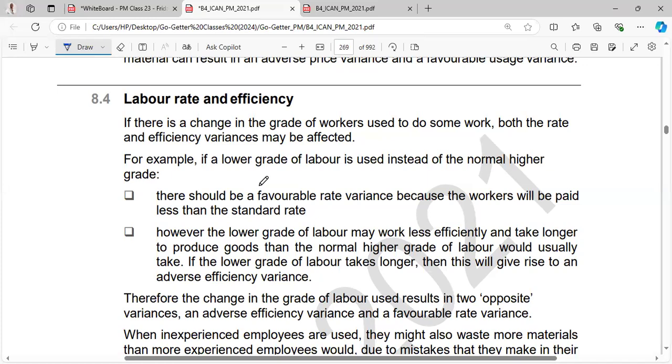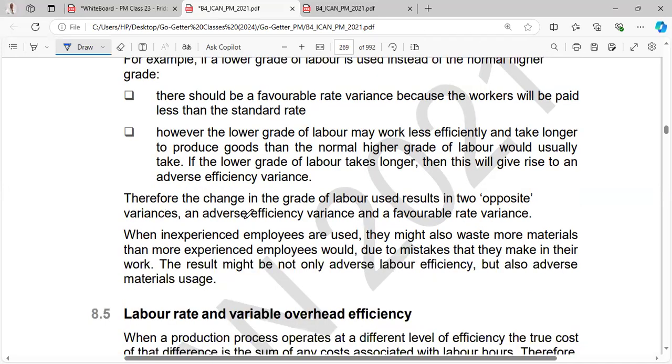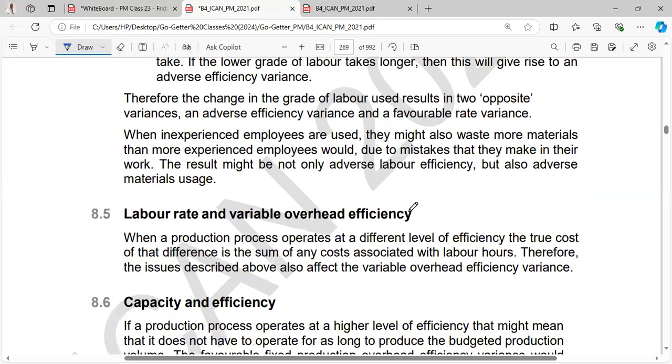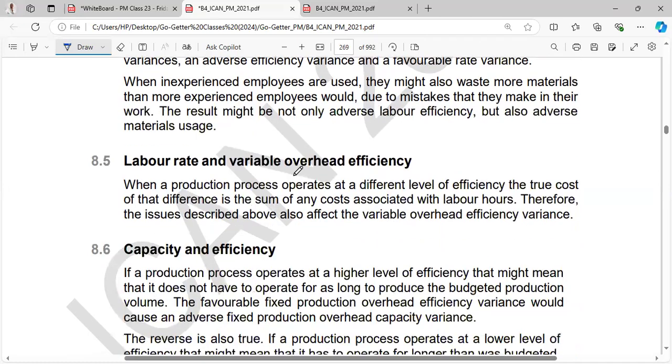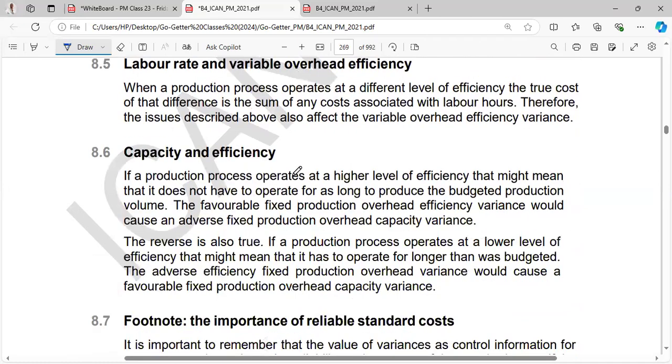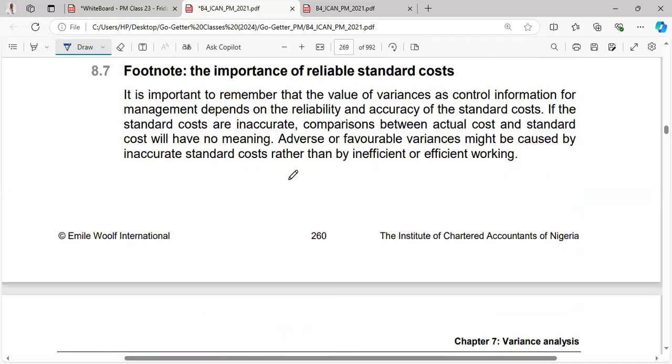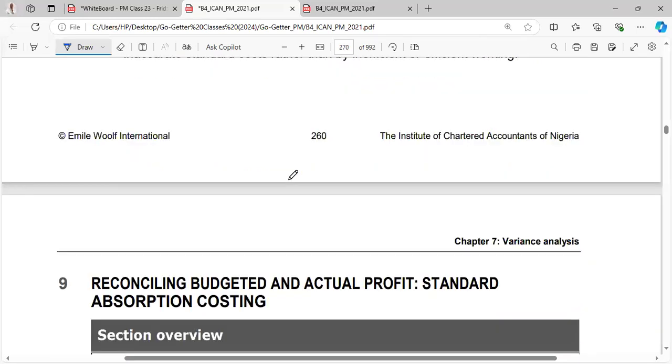Meanwhile, your rate variance is low, which is a good thing. So they are opposite. And so management will now look at these variances as they are affecting each other. What is the overall effect of the two of them acting together? Then labor rate and variable overhead efficiency, same thing, capacity and efficiency. So this is the interrelationship between the variances.